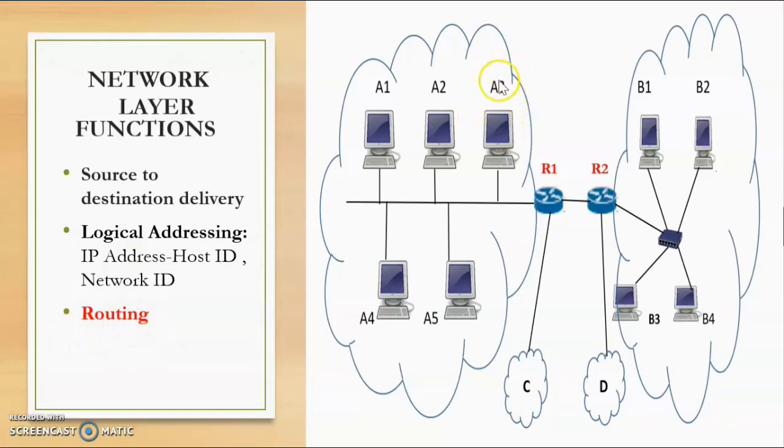Now say for example, A3 wants to send data to B1. So A3 will first send data to its intermediate node, that is R1. Now R1 may be connected to different other nodes, that is, R1 is connected to R2 as well as this network C. So R1 will check its routing table to determine which is the route that will lead to destination B1. So R1 will then know that it has to send to R2. R2 will use its routing table and then check where it has to send the data. Also, there are various routing algorithms used to determine the shortest path.